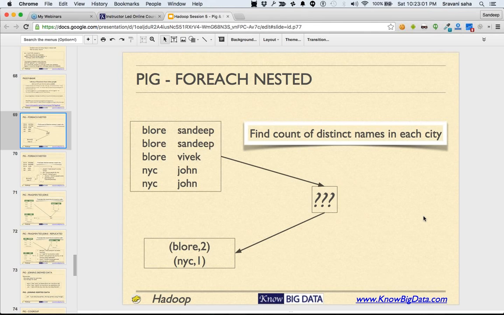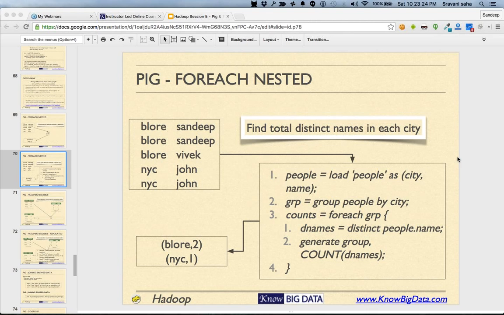One way would be that we do a group by over the city, and all these values are combined together, and then we go through this list and try to do the unique. What if there are many people inside Bangalore? There'll be many people inside Bangalore, so after the group by the list will be really, really huge. Therefore, to solve those kind of problems, you use the foreach nested.